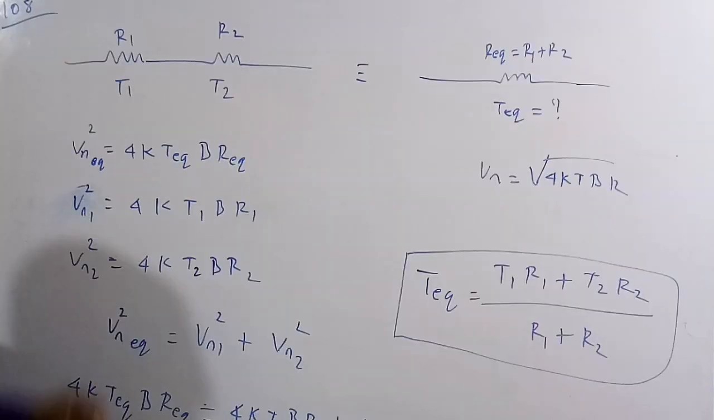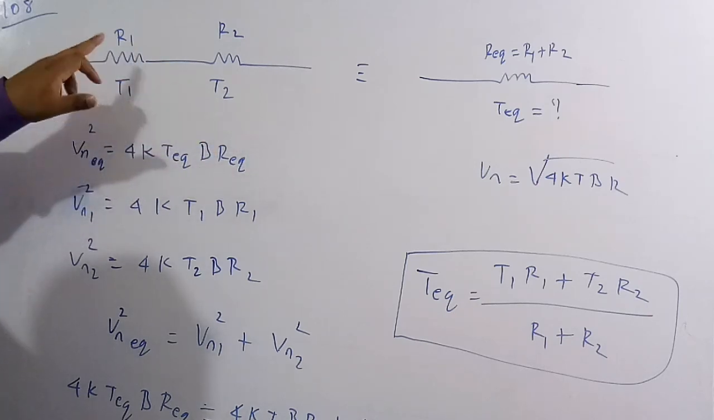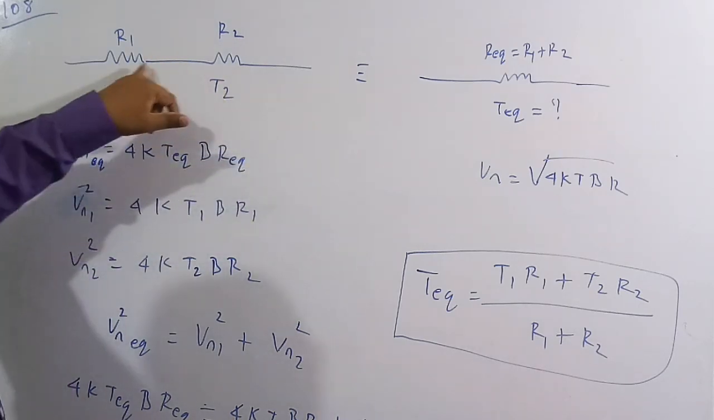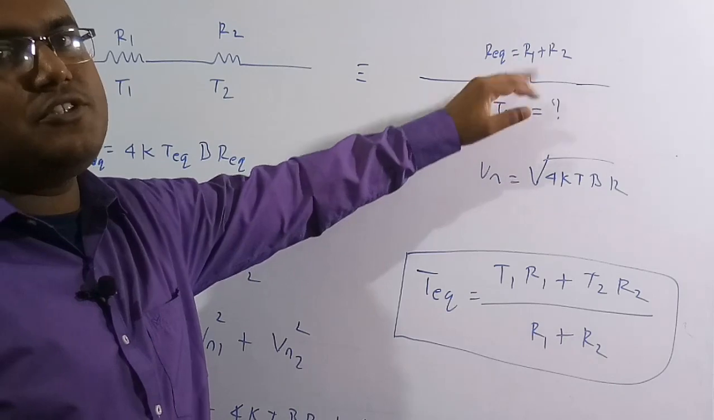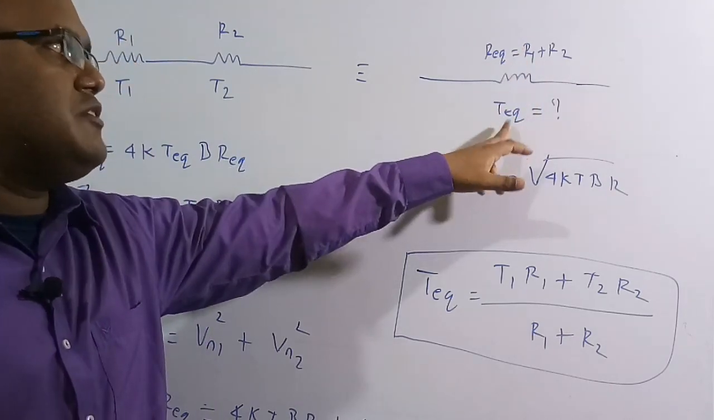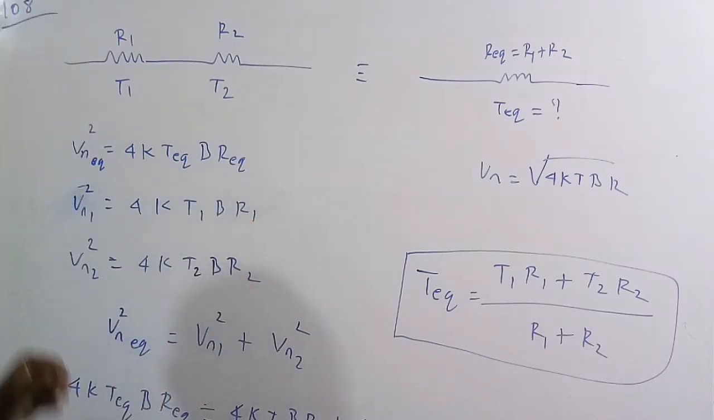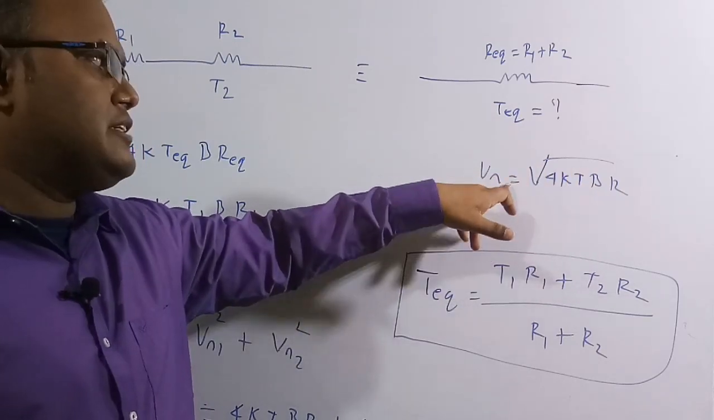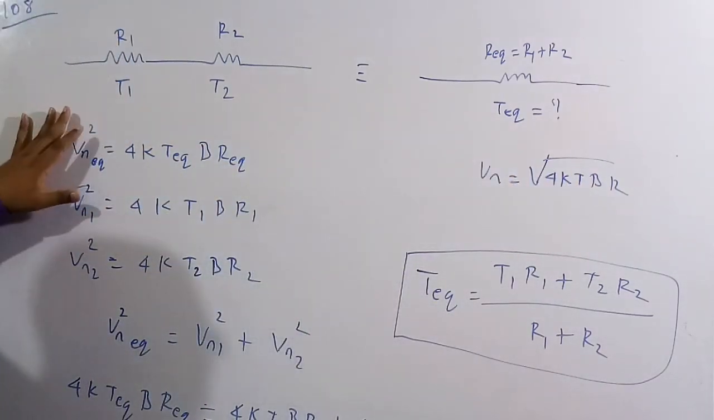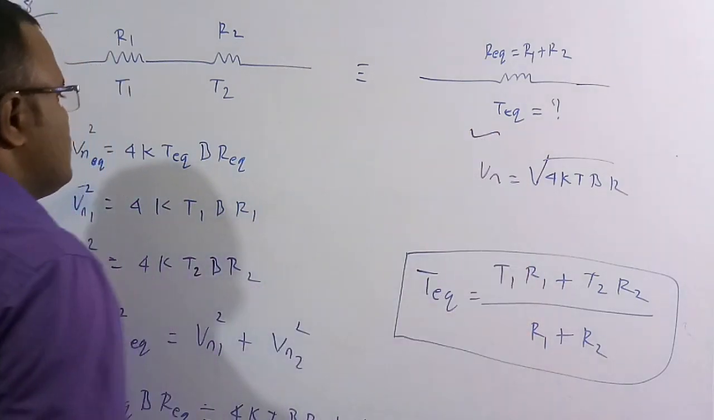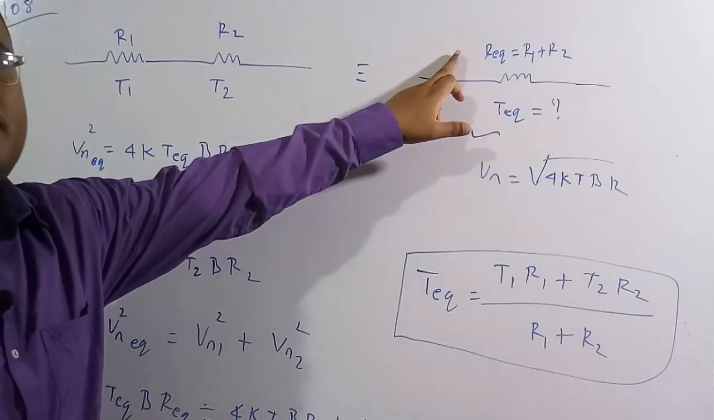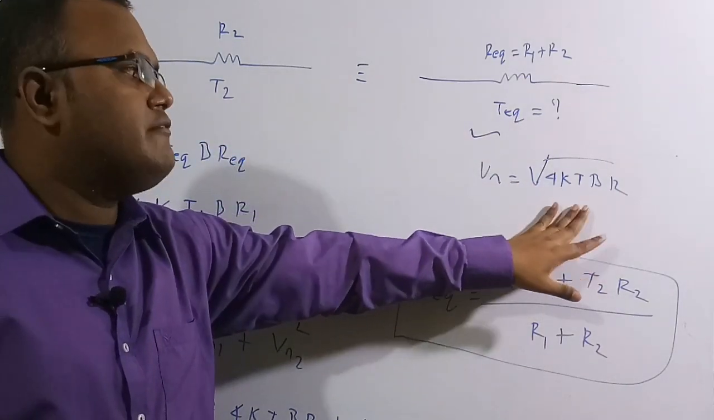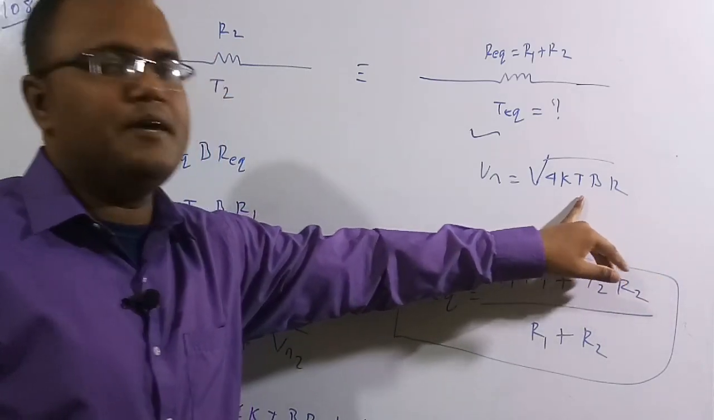So let's solve this numerical. In this question, resistors R1 and R2 are connected in series with temperatures T1 and T2. Whenever two resistors are connected in series, the equivalent resistance is the sum of the individual resistors, R1 plus R2. We need to figure out the equivalent temperature. We already know the thermal noise voltage is Vn equal to the square root of 4kTBR. Taking the square, Vn equivalent squared is equal to 4k times T equivalent times R equivalent, and the remaining terms are constant: 4kB is constant. The only variable parameters are the equivalent resistance and the equivalent temperature, which we need to figure out.